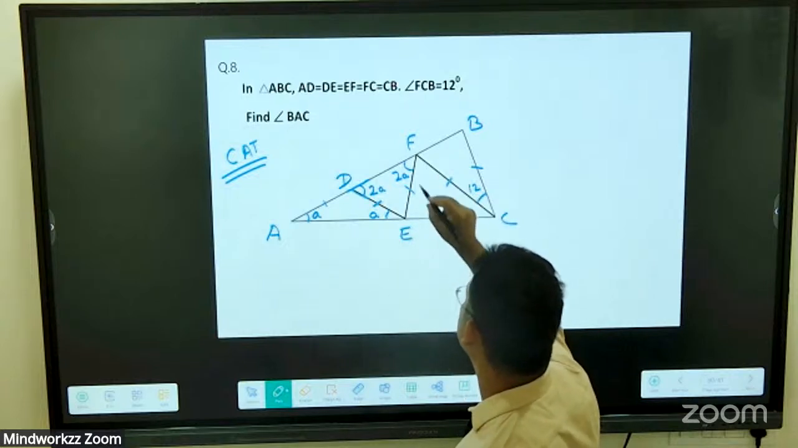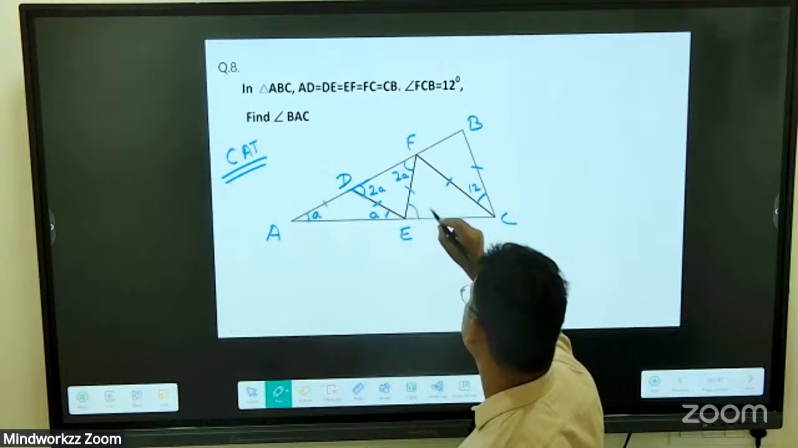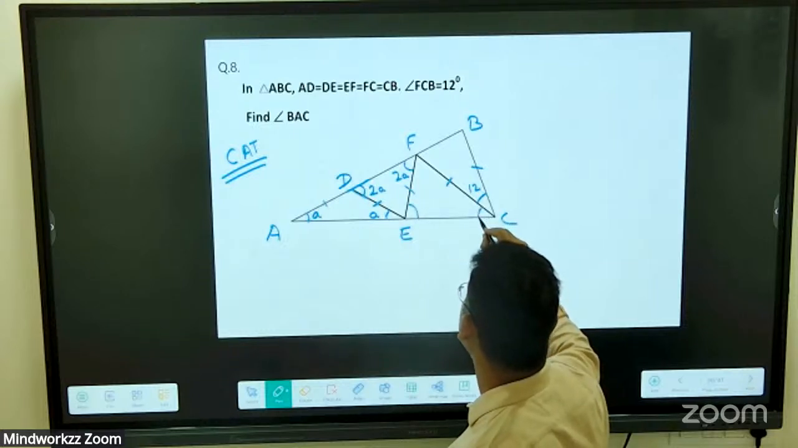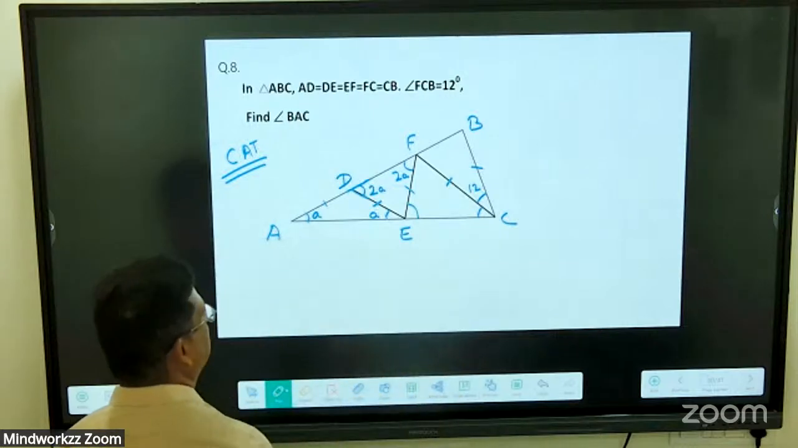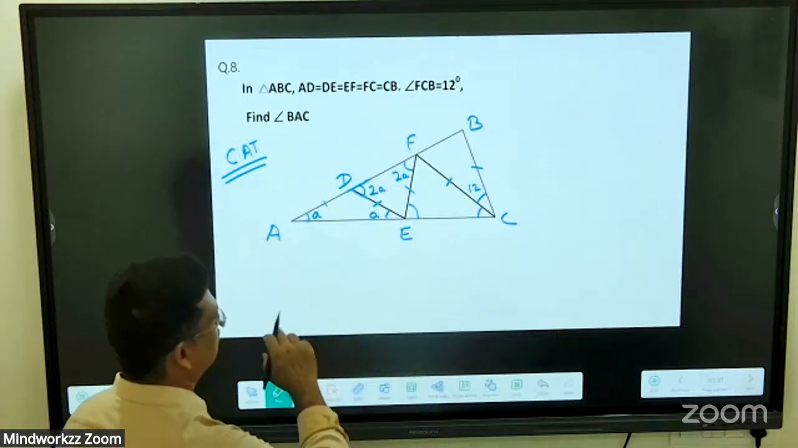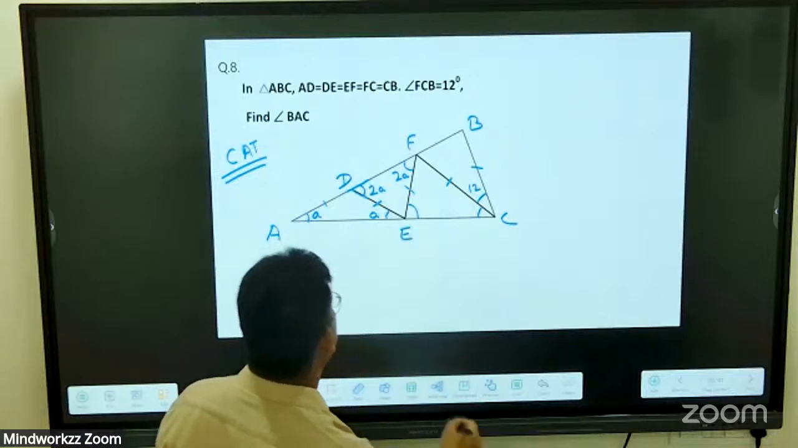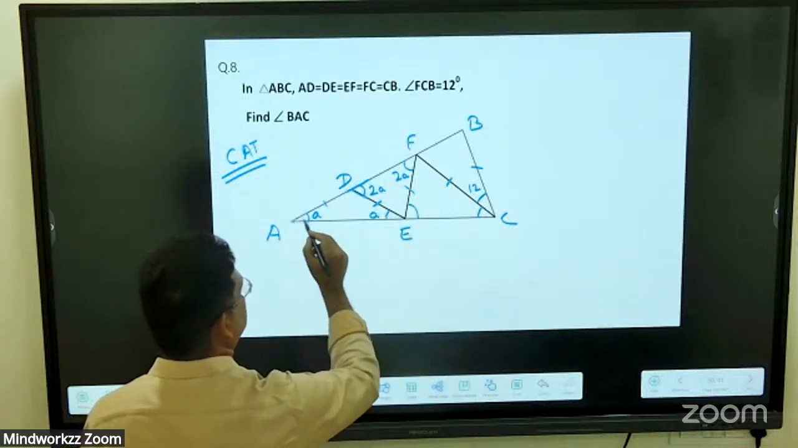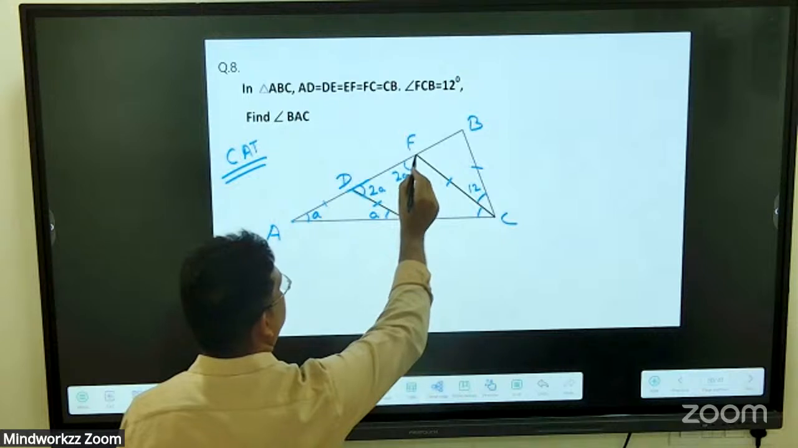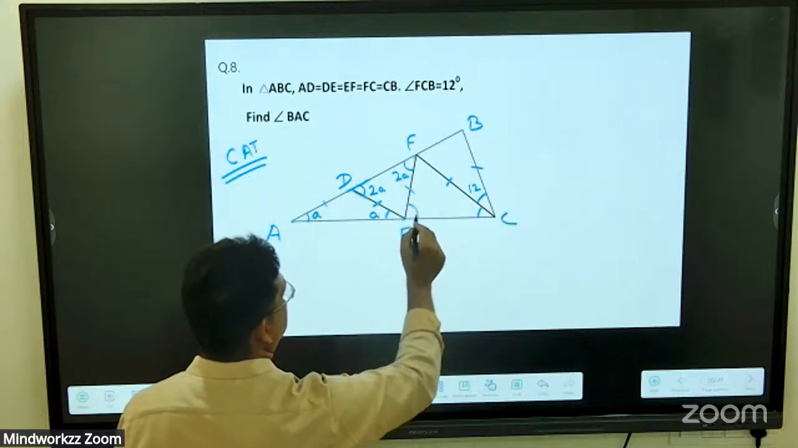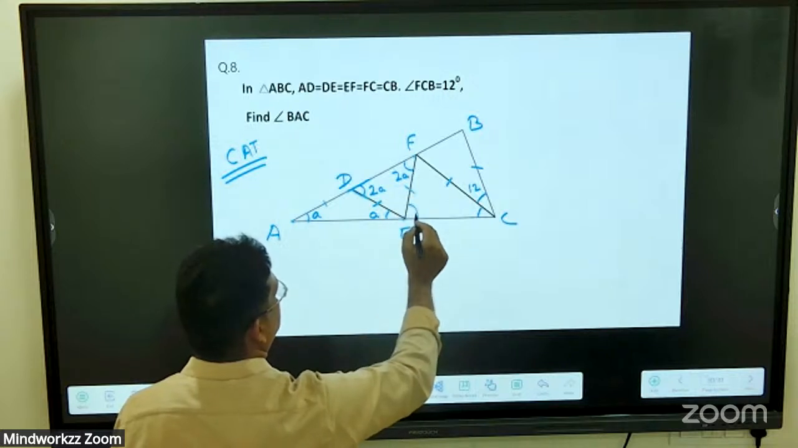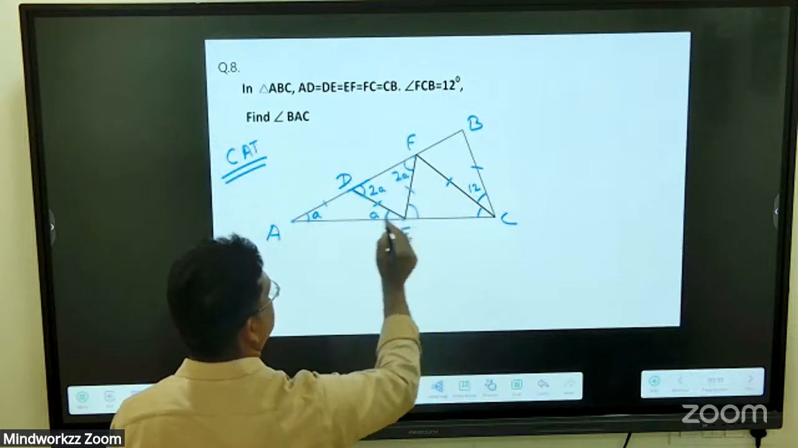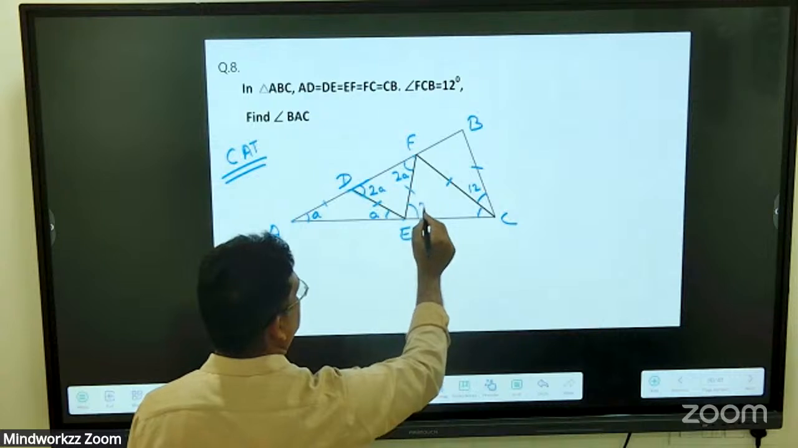this triangle EFC, this angle and this angle will be equal because the sides are equal. But will it be A? No. Will it be A? No, because these are different triangles. So consider triangle AEF. This is an exterior angle to triangle AEF, right? So this angle will be equal to the opposite angles, 2A plus A. So this would be 3A.